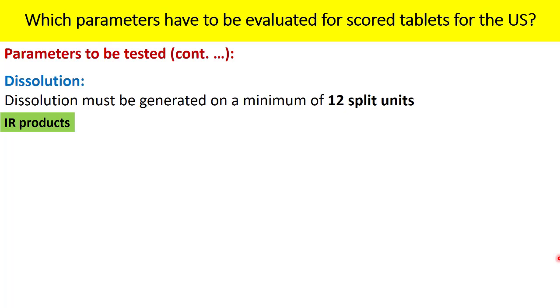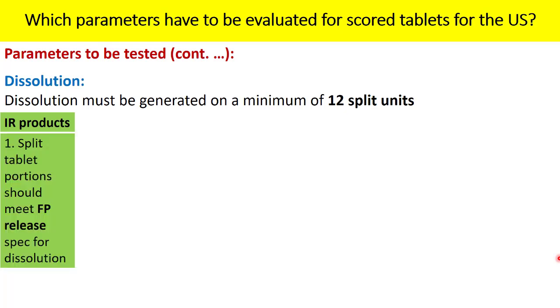So in case it is an IR product, the split tablet portion should meet the finished product release spec for dissolution. FP stands for finished product. Right, so your split tablet, once you run the dissolution on 12 units, must meet the finished product specification at the release stage.